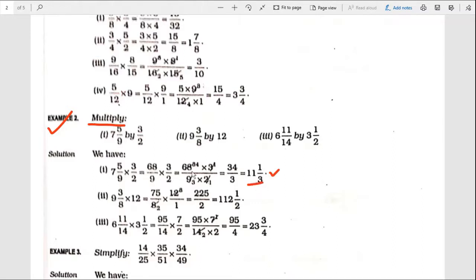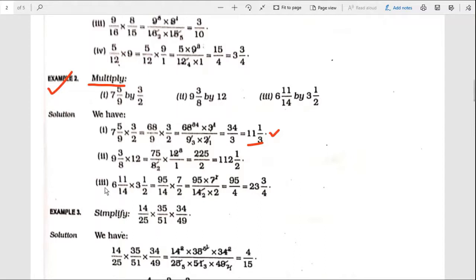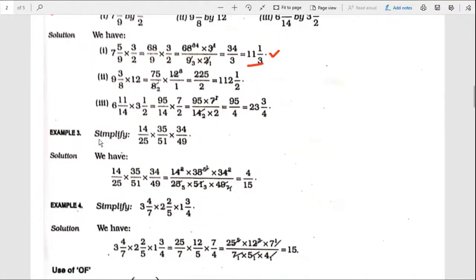Hence all questions are solved by the same process. Here in example number 3, both questions are mixed fractions, so change them into improper fractions, then simplify and you will get the answer. Example number 3, simplify 14 by 25 into 35 by 51 into 34 by 49.